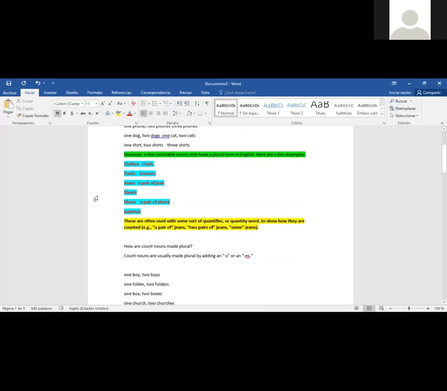Then here we have, for example, these are often used with some quantifiers or quantity words to show how they are counted. Example, a pair of jeans. You can also add shoes here. And you can also say a pair of shoes. These are examples of the difference. This one is in general, but here you can say a pair, two pairs.